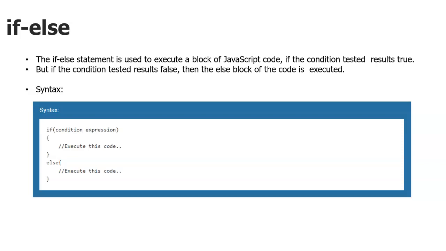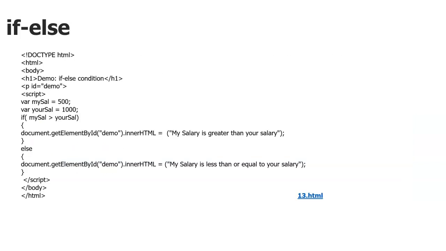Followed by the if else statement. The if else statement is used to execute a block of code. It will test the condition. If the condition is true, you will get some output. If the condition is false, you will get some other output. If you want something to be printed whether it fails or is true, then you have to use the if and else statement. So this is an example for that.